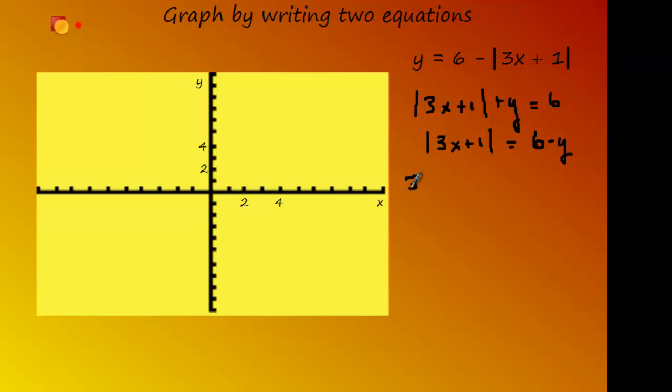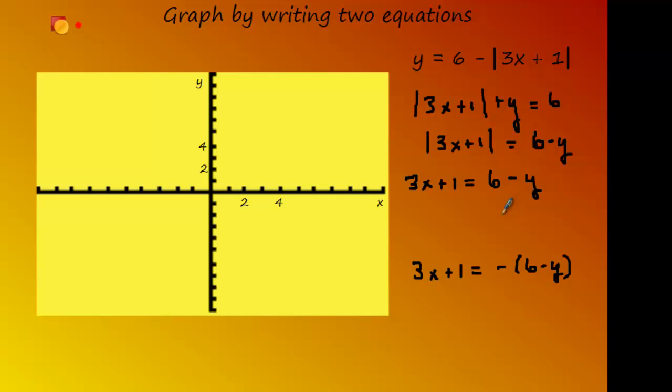So remember, I'm going to have 3x plus 1 is equal to 6 minus y. That's one equation. And then 3x plus 1 is going to equal the opposite of 6 minus y. That's the definition of absolute value. So then we'll go ahead and solve this now for y.